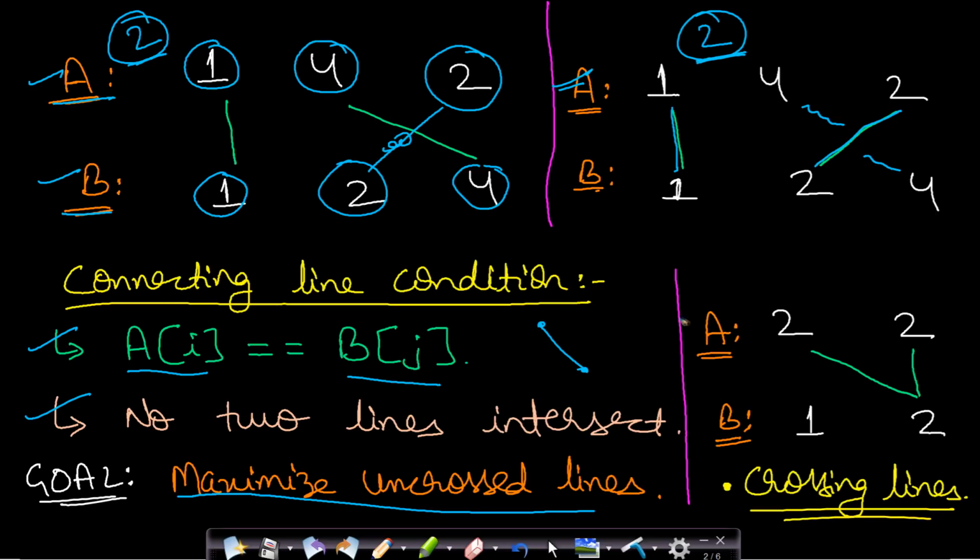Now one more thing to note is that if you have list A and list B, and two lines are pointing to the same point, in this case you can see that this 2 is pointing to this 2, and we have also drawn a line from another 2 to this same 2. Then it will also be considered as crossing lines. So if two lines are ending at the same point, then it will also be a crossing line. So this should also be kept in mind.